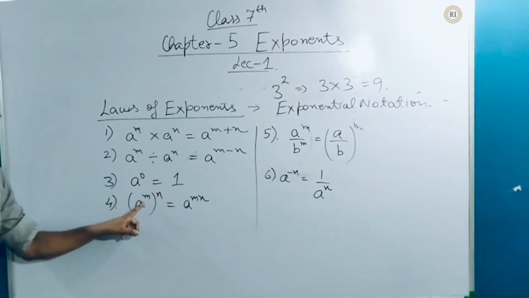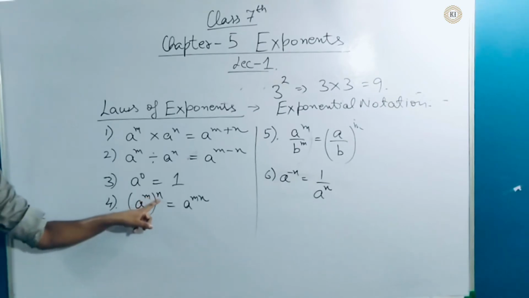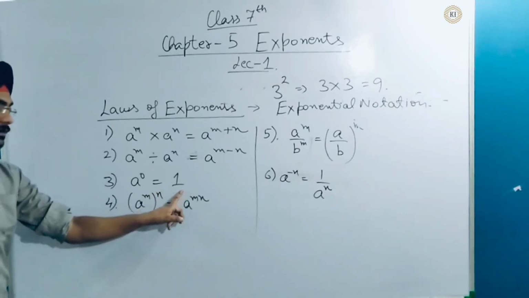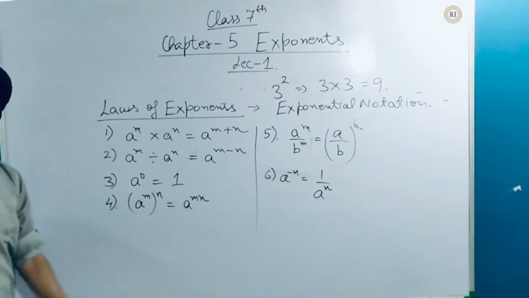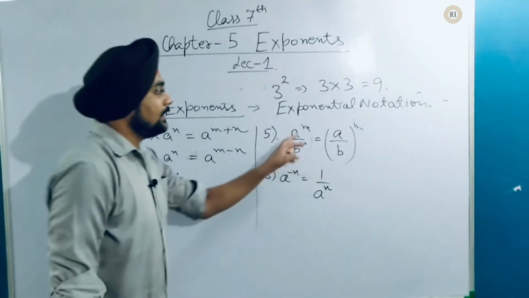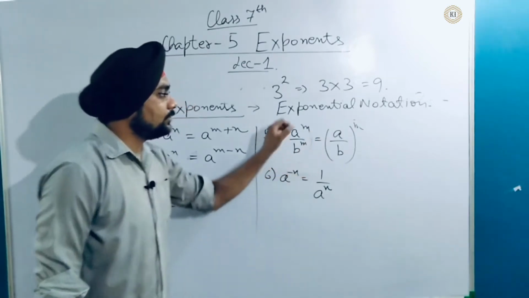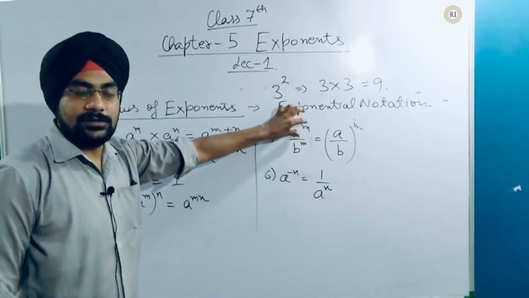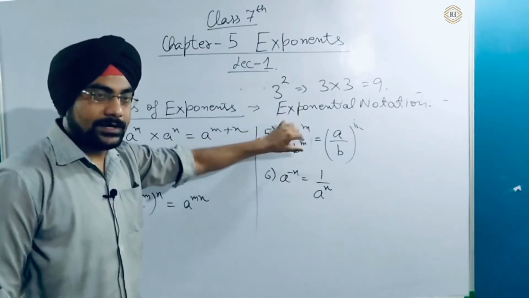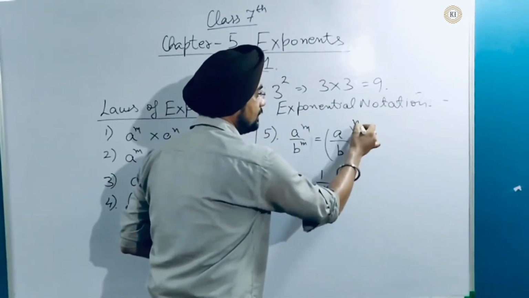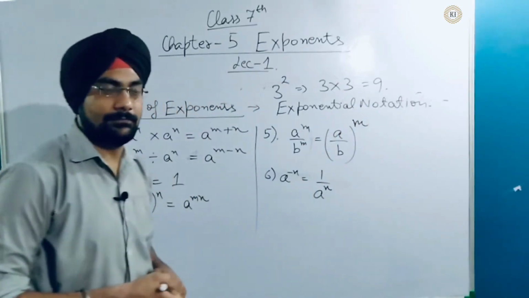Now if a to the power m whole to the power n, it means that power over power will always be multiplied, that is m into n. Now a to the power m upon b to the power m. So if same power you will find on numerator also and denominator also, we can write in a single format as a upon b whole to the power of m.